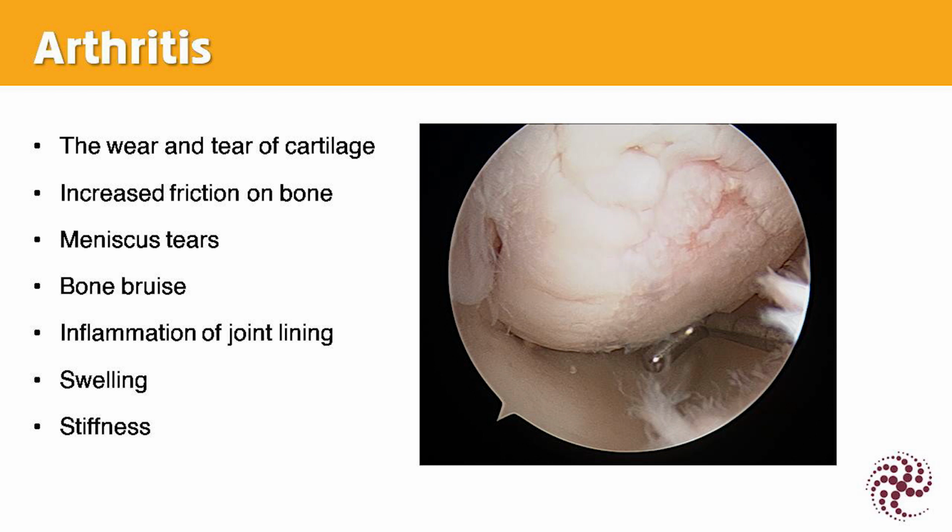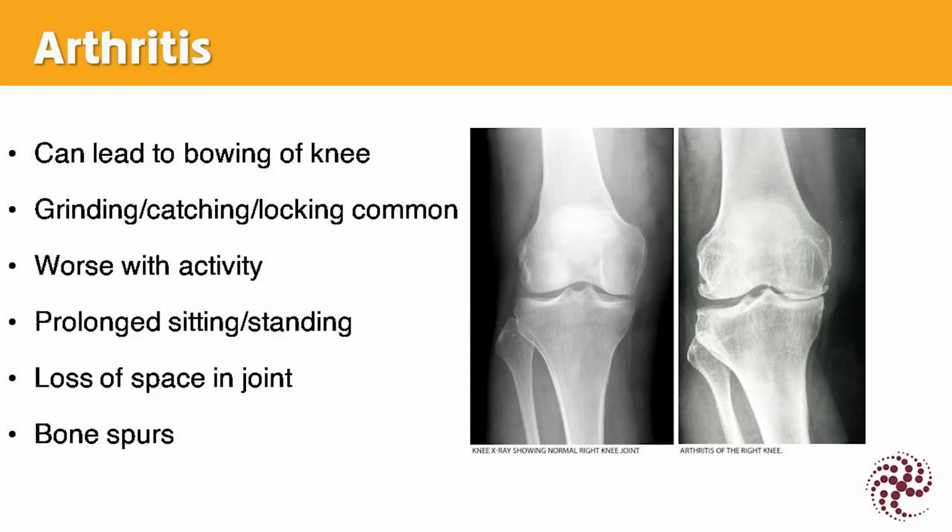So a lot of people who say, "Oh, I have a meniscus tear" when they have wear and tear in their knee are actually just having more of a symptom of a meniscus tear from the increased friction from the loss of cartilage. So arthritis can lead to bowing of the knee and changes in alignment of the knee. It can also lead to grinding, catching, locking in the knee as well. It's usually worse with activity or prolonged sitting or standing.